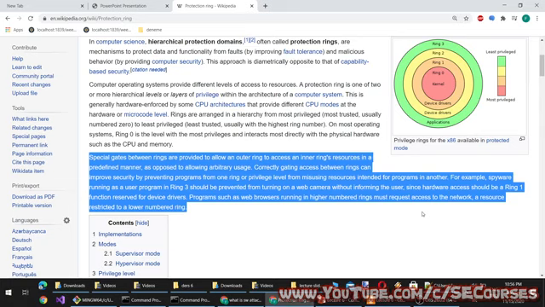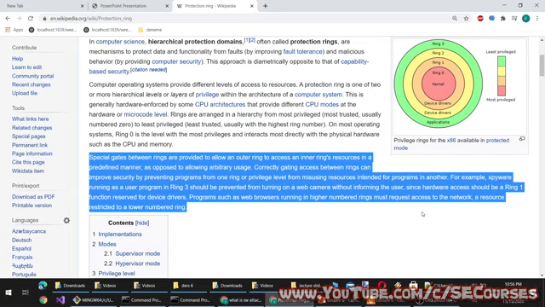Special gates between rings are provided to allow an outer ring to access an inner ring's resources in a predefined manner, as opposed to allowing arbitrary usage. Correctly gating access between rings can improve security by preventing programs from one ring or privilege level from misusing resources intended for programs in another.